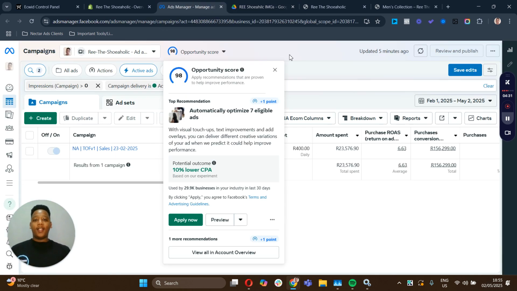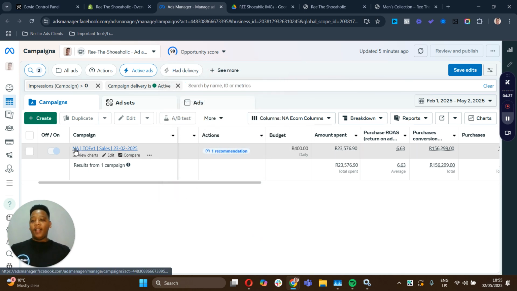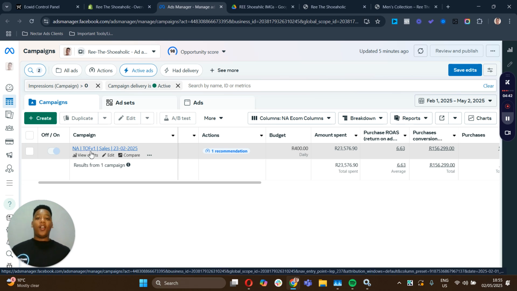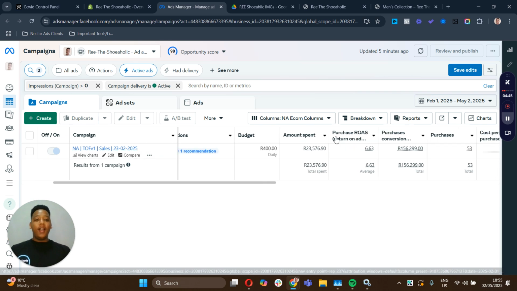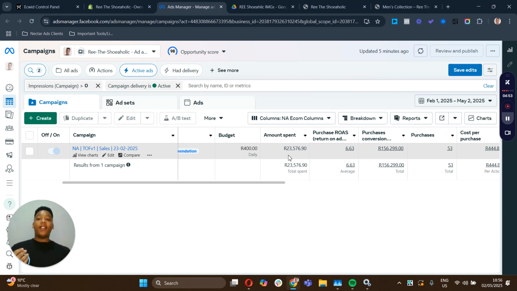So over here, as you can see, from the beginning, the first time that we start running ads for them, this is the name of the campaign, NA for Nectar Ads. Top of funnel, so this is all cold traffic, no retargeting yet. Over the course of the last 3 months, so February, March, and April, we spent just under 24,000. So an average of 8,000 rands per month just on advertising. This 8,000 rands has brought back an average of about 115,000 rands per month, meaning that whatever we spend on advertising, we bring back around 16x.